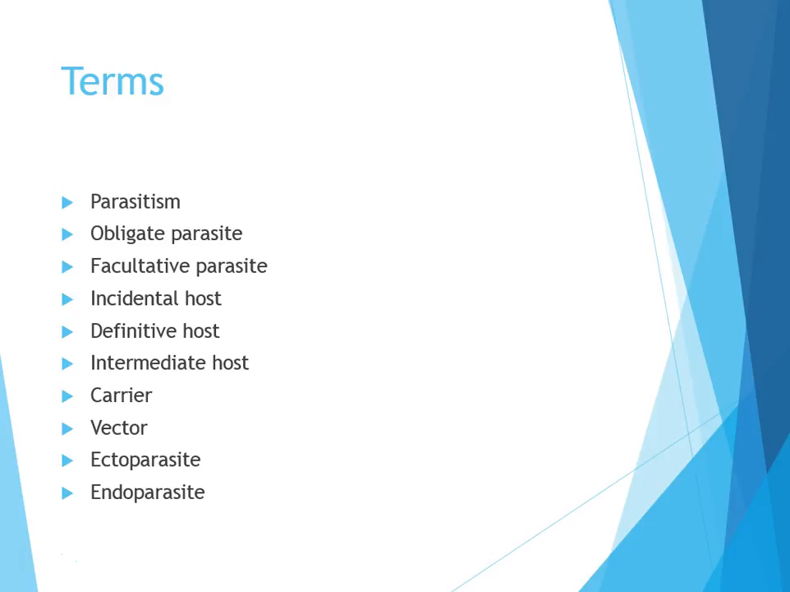Parasitism is a relationship between two organisms. One is the host, which could be injured or not, and the other is the parasite. So with the mosquito, the mosquito is the parasite, humans are the host. An obligate parasite has to have a host to live. A facultative parasite does not have to have a host. They may live in a host, but they can exist free living in water or in the environment.